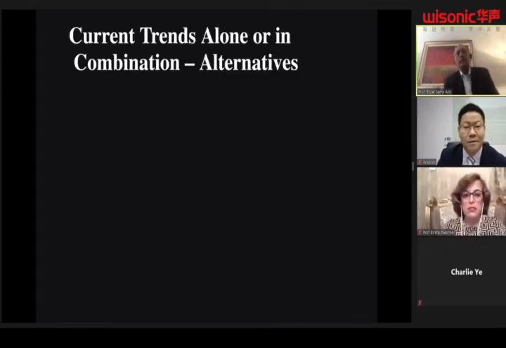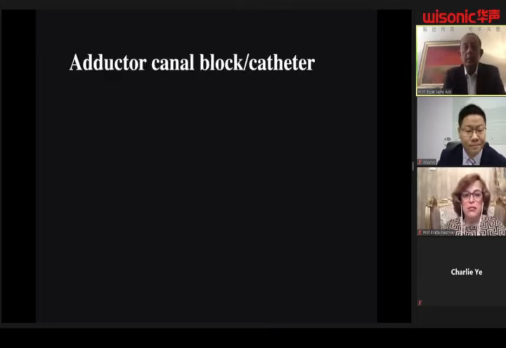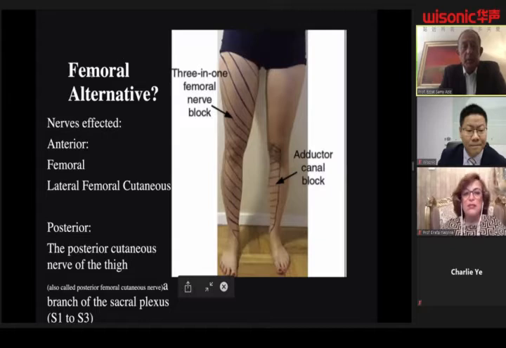So the current trend that you have is the adductor canal block. Adductor canal block with or without catheter. This produces analgesia without motor power loss. So as you see, the femoral alternative is the adductor canal block. Before, when we used the femoral nerve, the 3-in-1 block, you have 3 nerve blocks, and even though the patient will have good analgesia, he will have motor power loss, and this will be a problem in that the patient will not be able to be involved in the early physiotherapy.